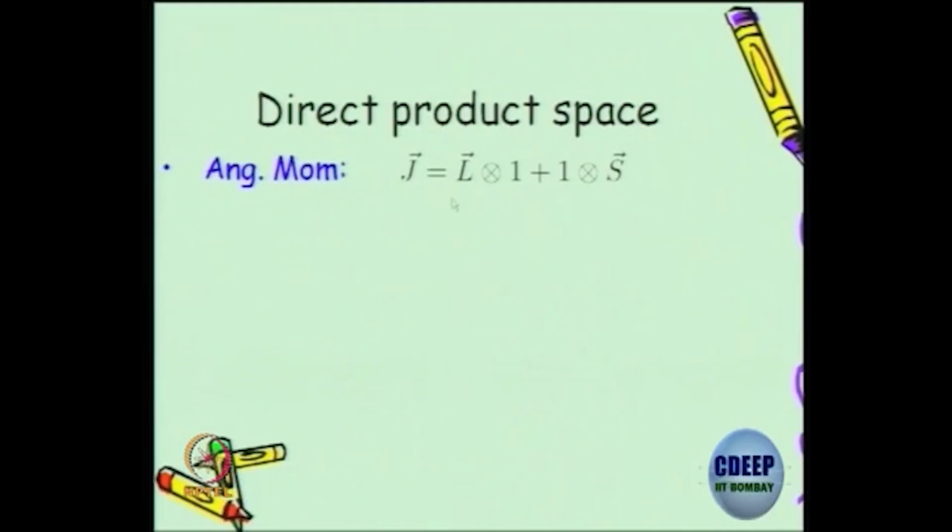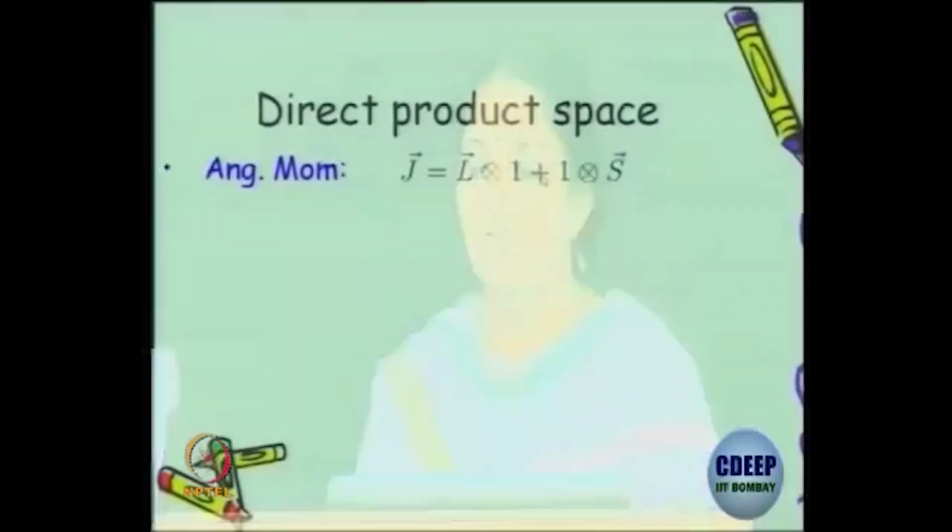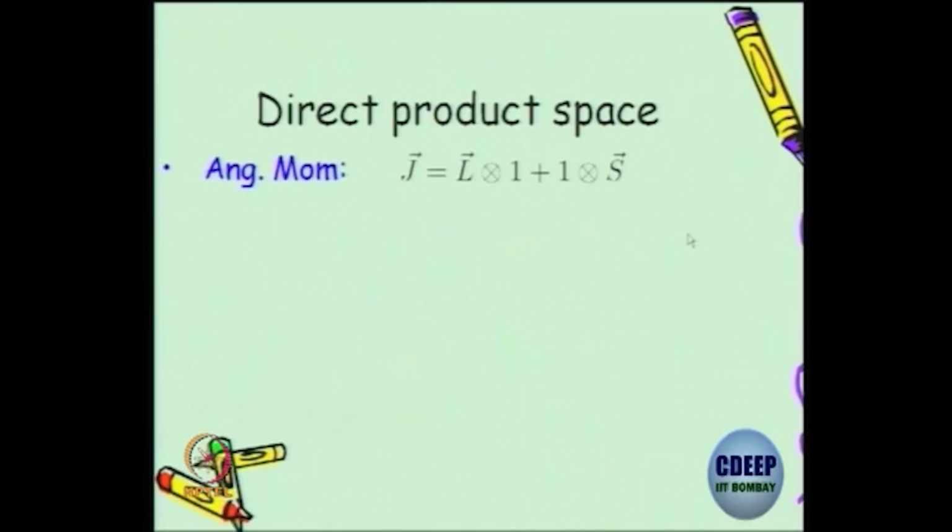Many textbooks don't write this. Many textbooks write J is L plus S. But when you are operating on the direct product space, you have to make sure that it has to be done this way on the direct product space. This is at the back of your mind when you are doing it. They don't write this identity anywhere. Many books don't write it. They write L plus S. But technically you should know that on the direct product space, it is identity for the internal space for the orbital angular momentum operator and identity for the spin operator in the position space.